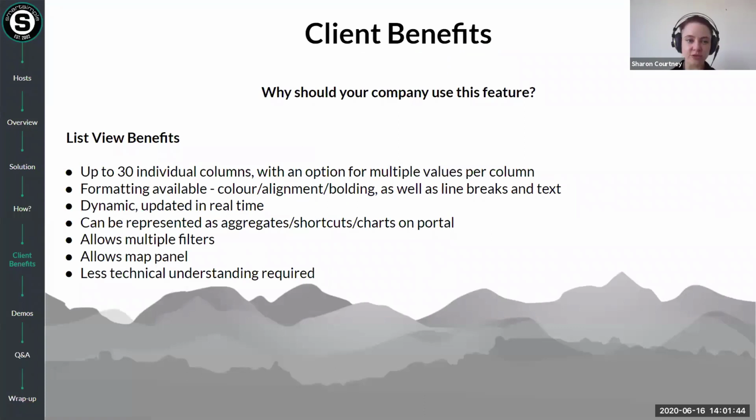So with a list view, you have up to 30 individual columns, and you can include multiple values per column. You can format them on the screen. So color, alignment, bolding, line breaks, text, that kind of thing. They're dynamic, they're updated in real time. They can be converted to aggregates or shortcuts or even charts on the portal. I'll briefly show how that can look. You can have multiple filters assigned to it, and you can also have a map panel.